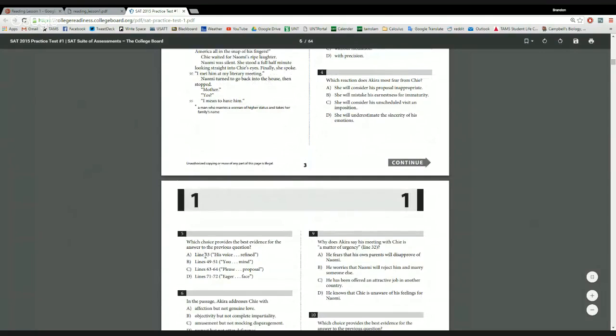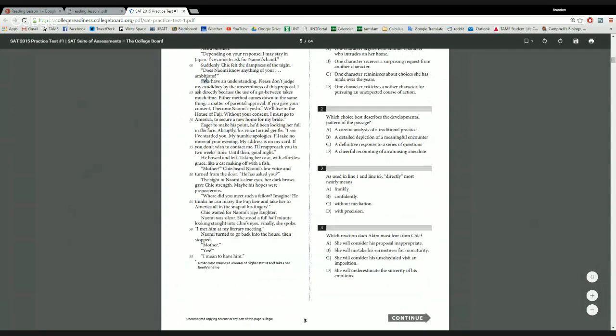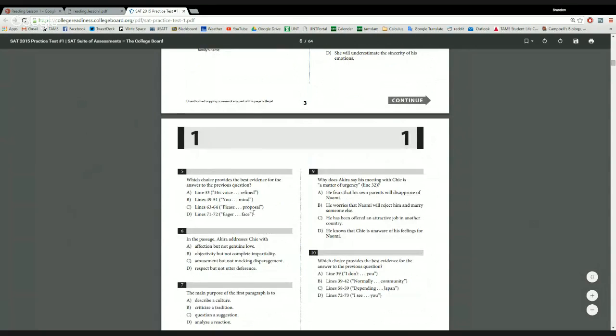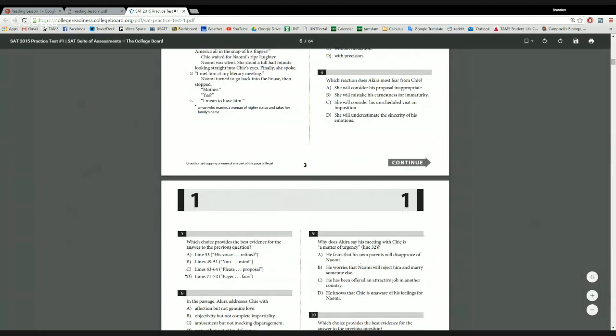And as you can see, 5 is actually connected to question 4, and it asks for the evidence on where we found this. Now, if you had read through the whole passage, you would see that I pointed out right here around line 63, 64, 65, somewhere there, he explicitly states that he doesn't want her to judge him based on his candidacy. And what do you know? Answer C actually refers back to these lines, which exactly shows how we got our answer choice in 4. So the answer choice is C for number 5.